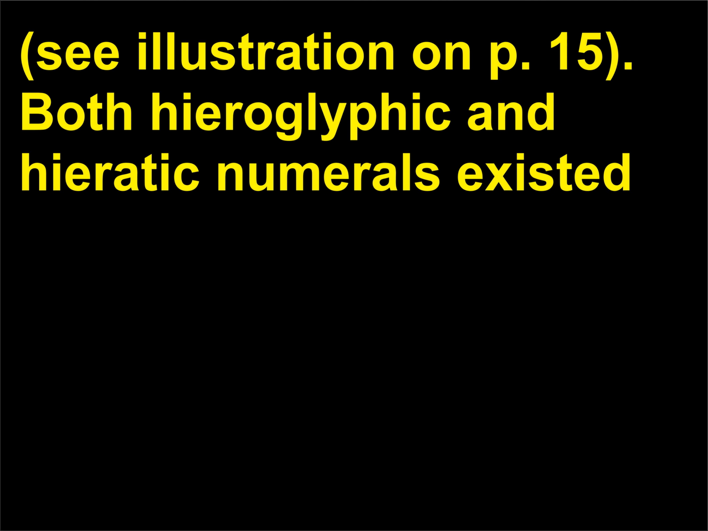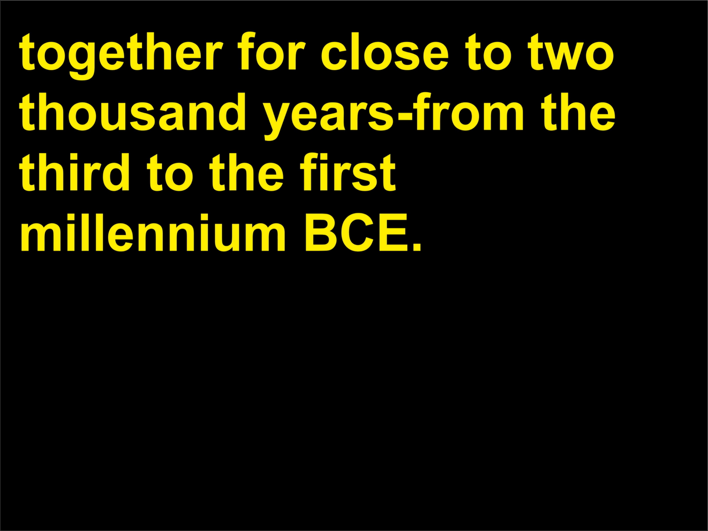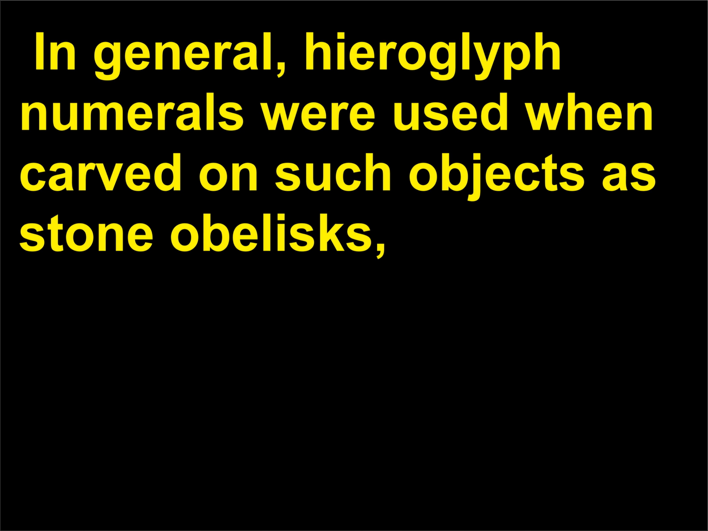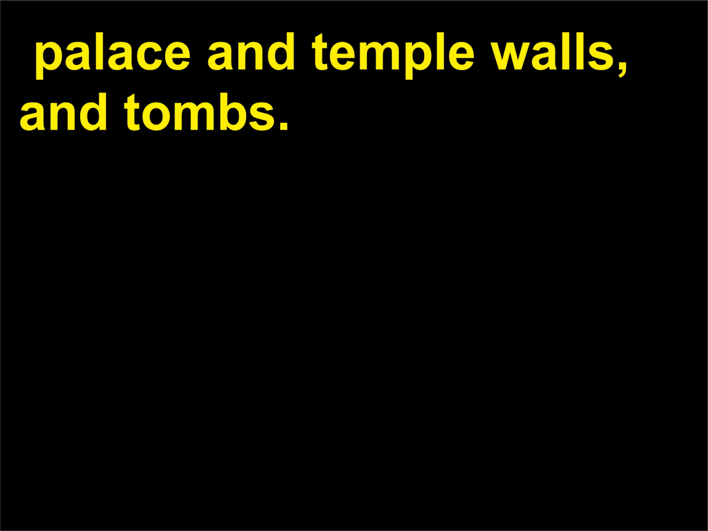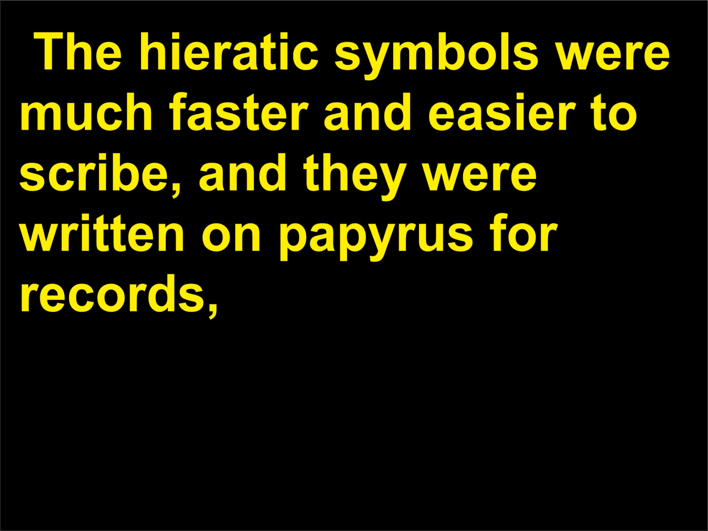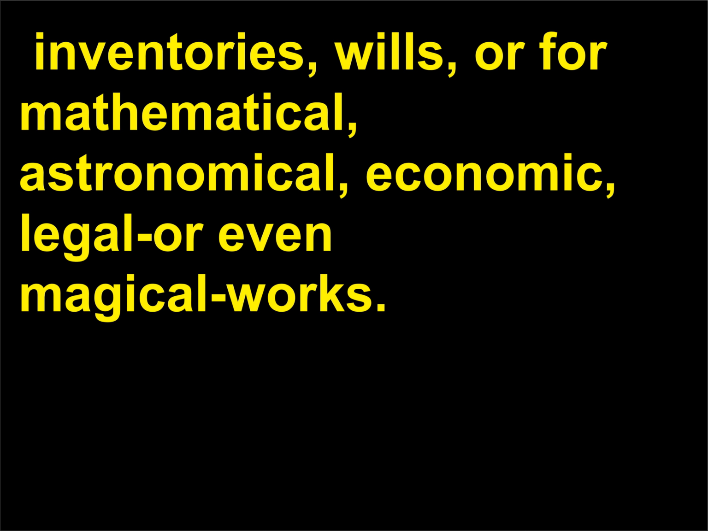See illustration on p15. Both hieroglyphic and hieratic numerals existed together for close to 2000 years, from the 3rd to the 1st millennium BCE. In general, hieroglyph numerals were used when carved on such objects as stone obelisks, palace and temple walls, and tombs. The hieratic symbols were much faster and easier to scribe, and they were written on papyrus for records, inventories, wills, or for mathematical, astronomical, economic, legal, or even magical works.